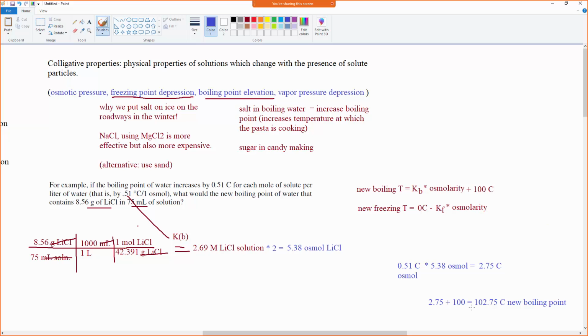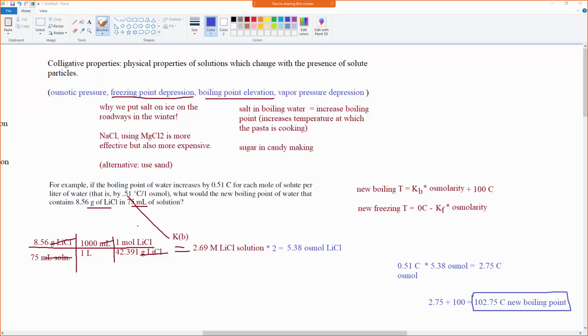Great question. Sarah says, do we need to convert to Kelvin? The answer is no. Nope, because we're not multiplying our temperatures or dividing our temperatures. This is just a relative change in the temperature size. And so we could just leave it in Celsius.